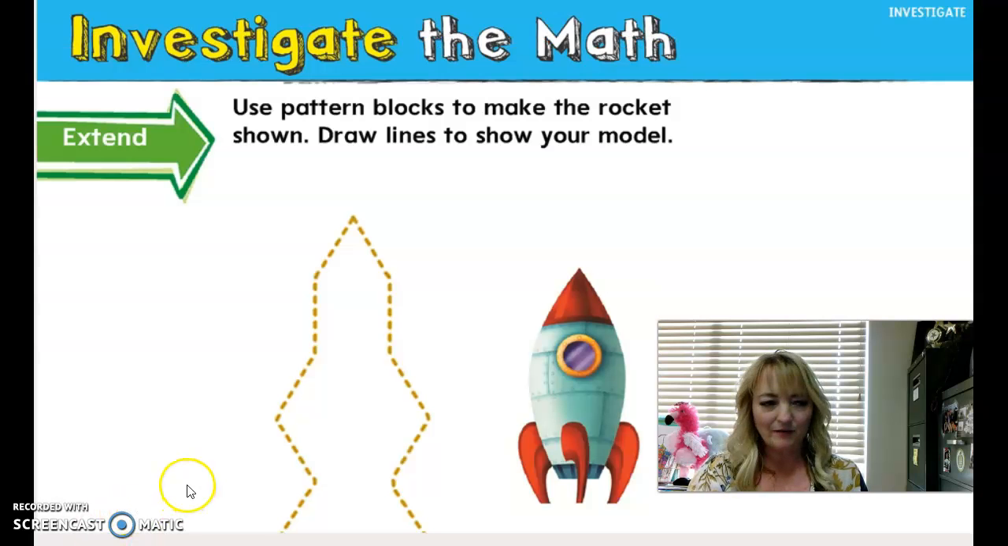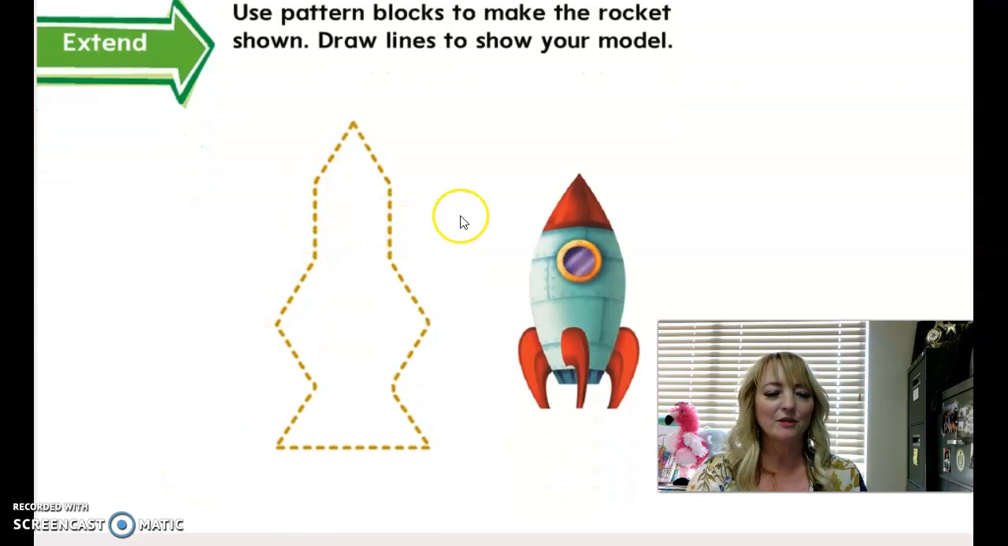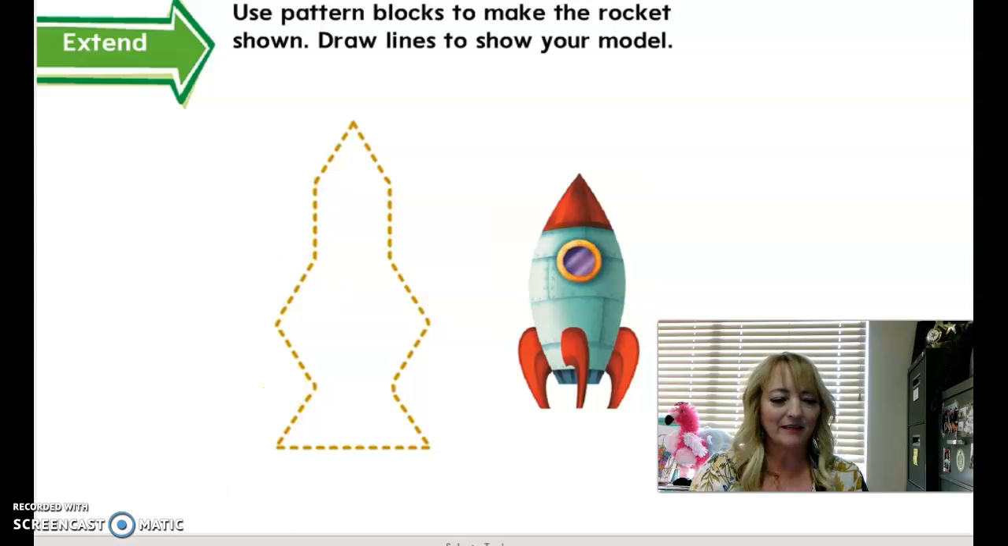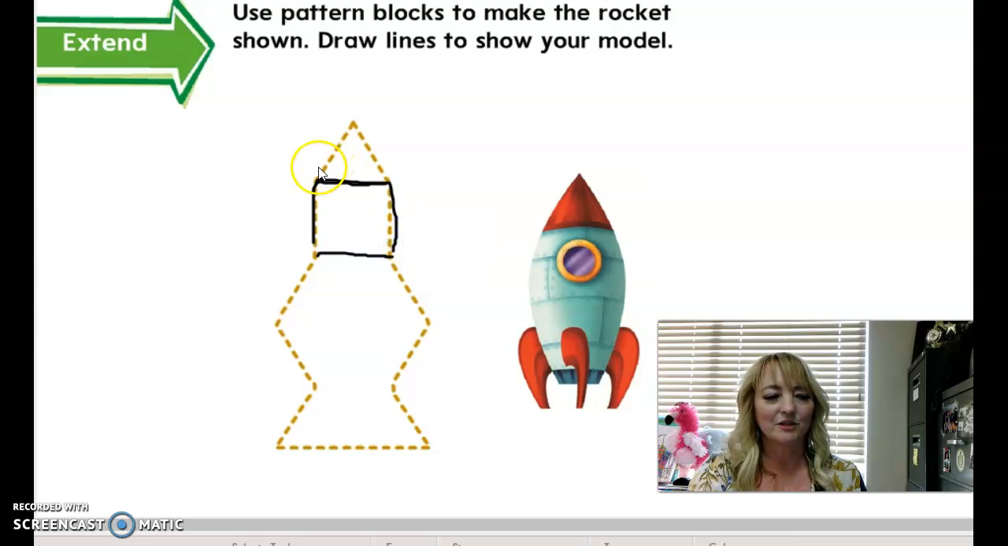Okay, so now we're on to investigate the math. Use pattern blocks to make the rocket shown. Draw lines to show your model. So we are going to go ahead and draw some lines to show our model. It looks like the top could be a triangle, do you think? So you could use your triangle blocks. How about this part? Could this be a square? Here. Square. Triangle.